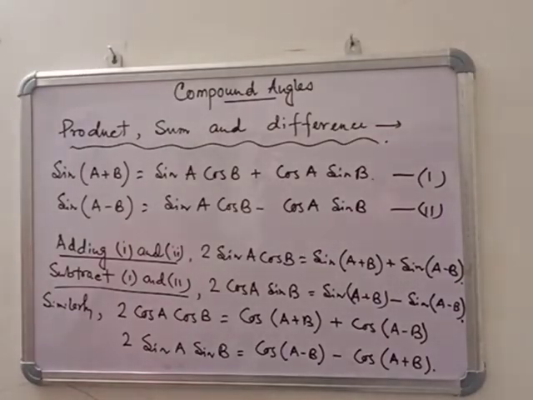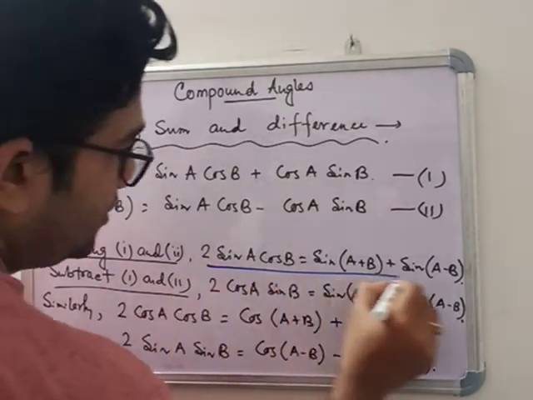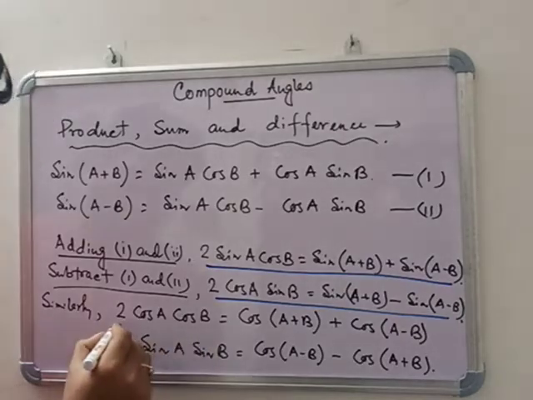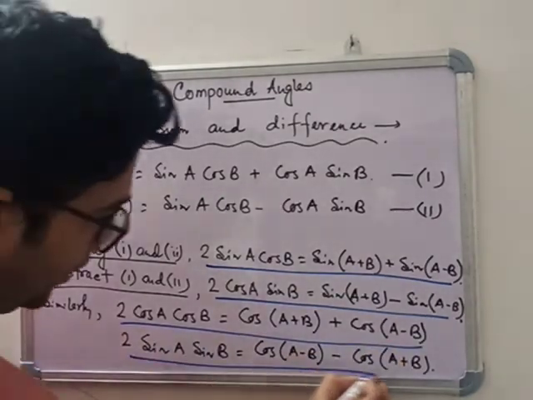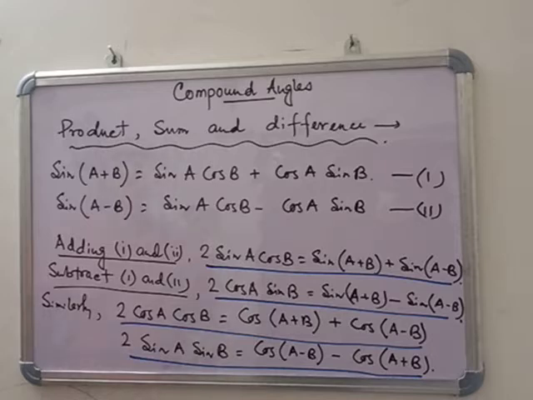So these four formulas are very much important for the sums. This one, this one, this one, and this one. These four. So 2 sine a cos b equals sine a plus b plus sine of a minus b. 2 cos a sine b equals sine of a plus b minus sine of a minus b. Similarly, 2 cos a cos b equals cos a plus b plus cos a minus b, and 2 sin a sin b equals cos of a minus b minus cos of a plus b.